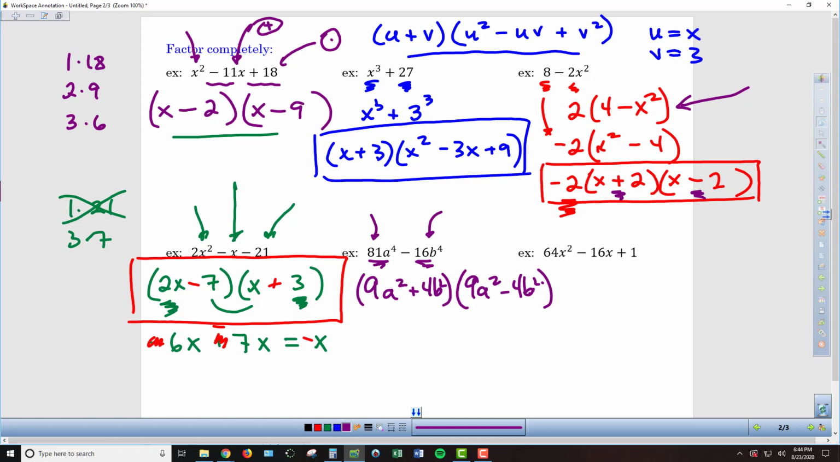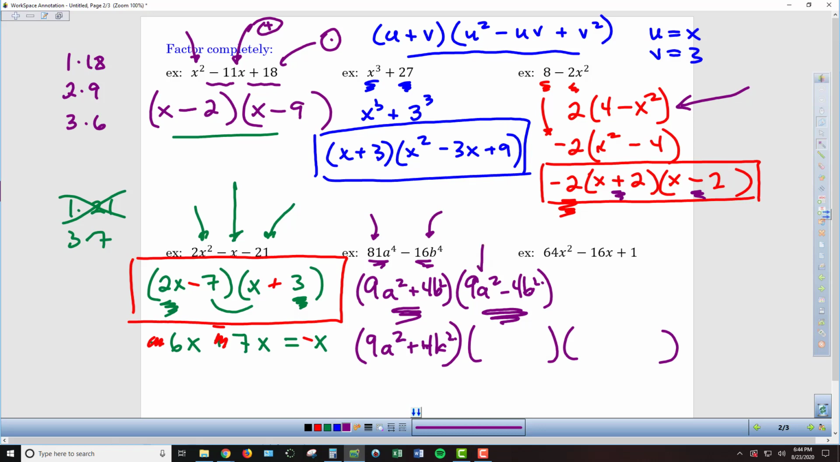Now you may think that we're done. Certainly this piece here, we're not going to be able to factor any farther, but the second set of parentheses is another difference of squares, 9a squared minus 4b squared. So I'm going to leave this first set of parentheses, 9a squared plus 4b squared, because there's no way to factor a sum of two perfect squares. But here I have a second set of perfect squares being subtracted, so I'm going to apply that exact same pattern to break it up into two sets of parentheses.